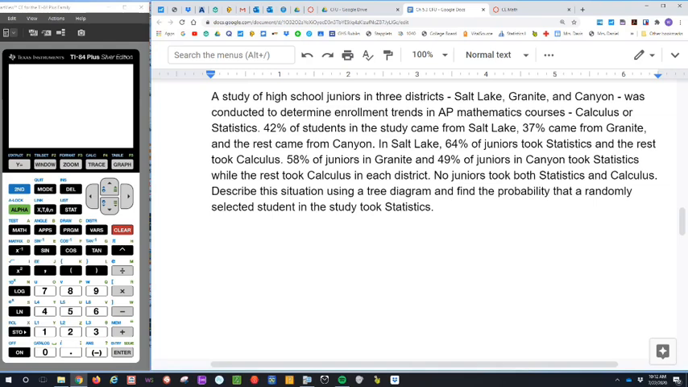So 42% of students in the study came from Salt Lake, 37% came from Granite, and the rest came from Canyon. In Salt Lake, 64% of the juniors took stats and the rest took calculus. 58% of the juniors in Granite and 49% of juniors in Canyon took statistics, while the rest took calculus in each district. No juniors took both statistics and calculus. Describe this situation using a tree diagram and find the probability that a randomly selected student in the study took stats.